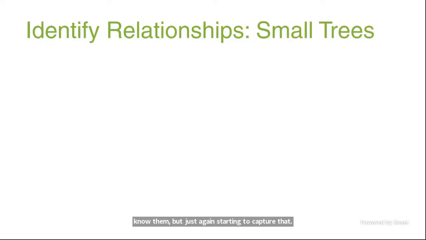Okay, so that's full trees. Those are pretty easy because, hey, there's the common ancestor. It's right there.